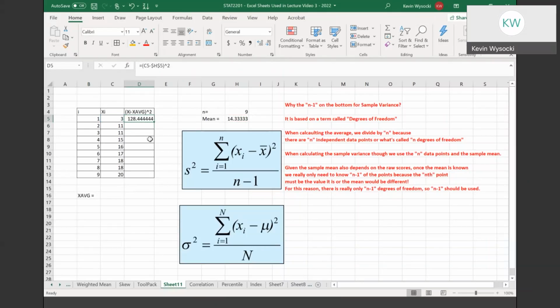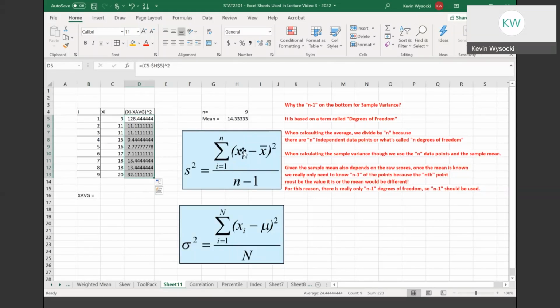And hit enter. So what that did was it subtracted the 3 minus the average, and then it squared it. And then I'm just going to copy that formula down. So you'll notice all these values that we found in this column are positive, and they should be because what we did was we subtracted scores and then we squared them, so they have to be positive.